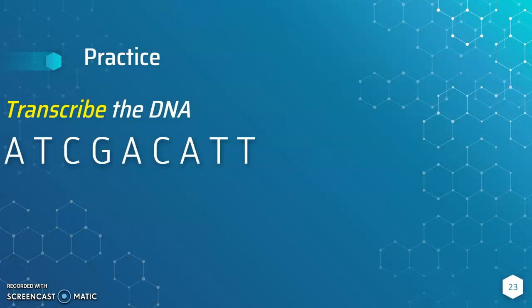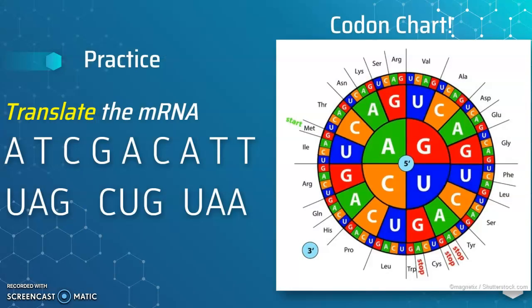Okay? And now this is just a practice run. Basically, transcribe the DNA. So this is your DNA. Transcribe. I want you to give me what the RNA would be. So think back to your rules. What would go with A for RNA? What would go with T for RNA? What would go with C for RNA? And what would go for G for RNA? Okay?